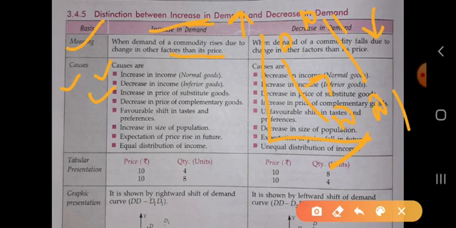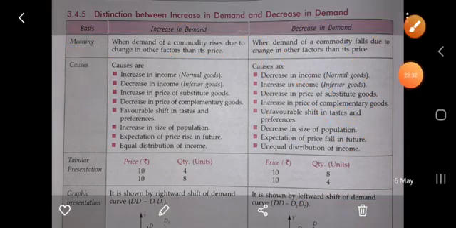The next one is equal distribution of income. When the income is equally distributed among the different sectors of the economy, the demand of every sector increases, then the demand of any commodity increases, and the curve will shift to the rightward. These are all the causes for the increase in demand.